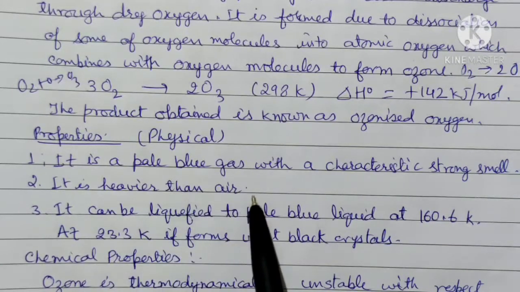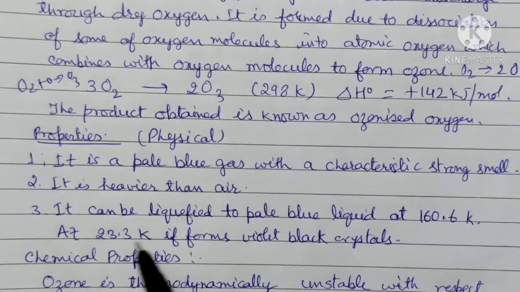It is heavier than air. Third point, it can be liquefied to a pale blue liquid at 160 Kelvin, and at 23.3 Kelvin it forms violet-black crystals. So these are the physical properties of ozone. Now if the concentration of ozone is less, then it's okay, but when the concentration of ozone increases, when we inhale it, then it is harmful.